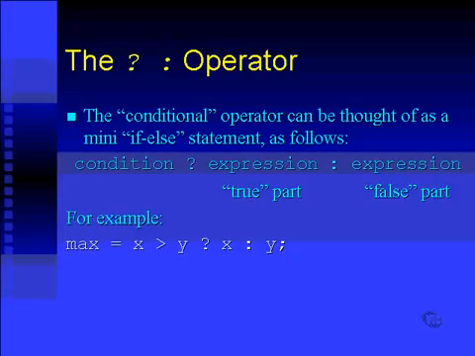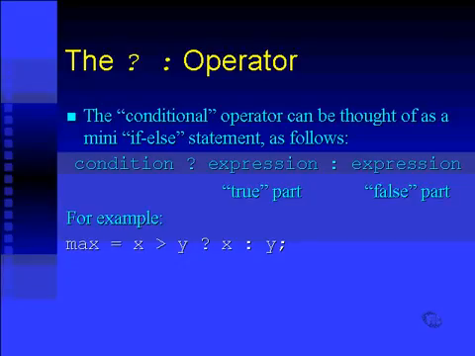Here, you can just say max equals, and then you can put the condition: x is greater than y. That's the conditional part. That evaluates to true or false. Now, if x is greater than y, then obviously x is the maximum. So if that condition is true, then the value of max should be set to x. If that condition is false, then the value of max should be set to y. So that entire expression from the first x to the last y evaluates to either x or y, depending on whether x is greater than y or not.